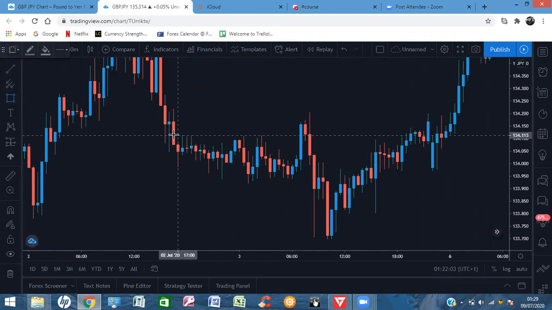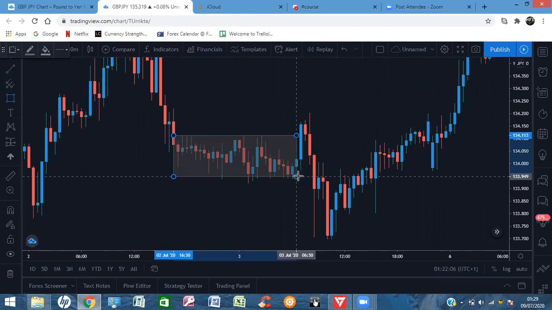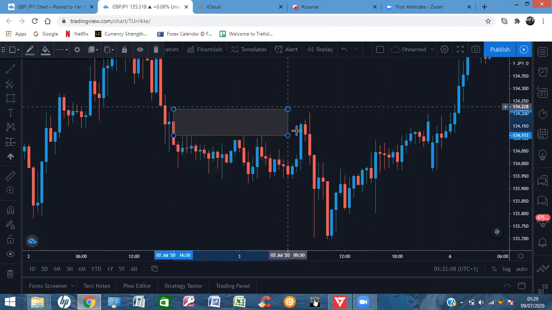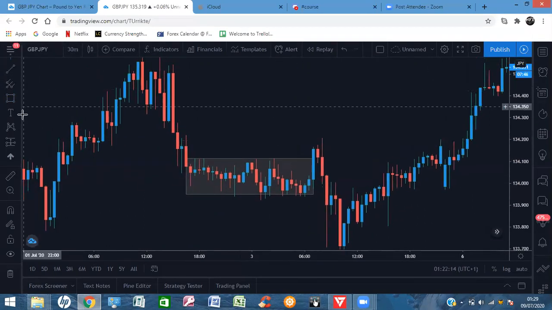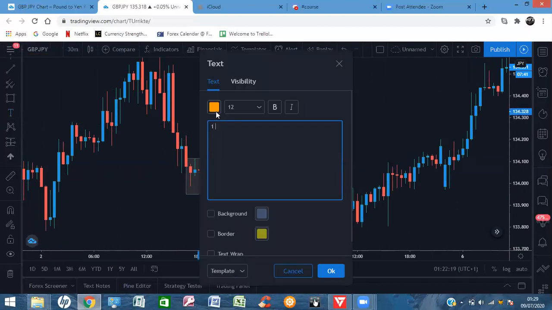So how to identify consolidation. Right here we've got our consolidation area. There are two keys to identifying consolidation. One is our candles printing side by side. If candles are printing side by side, then we're not trending, right? So, side by side. Cool.